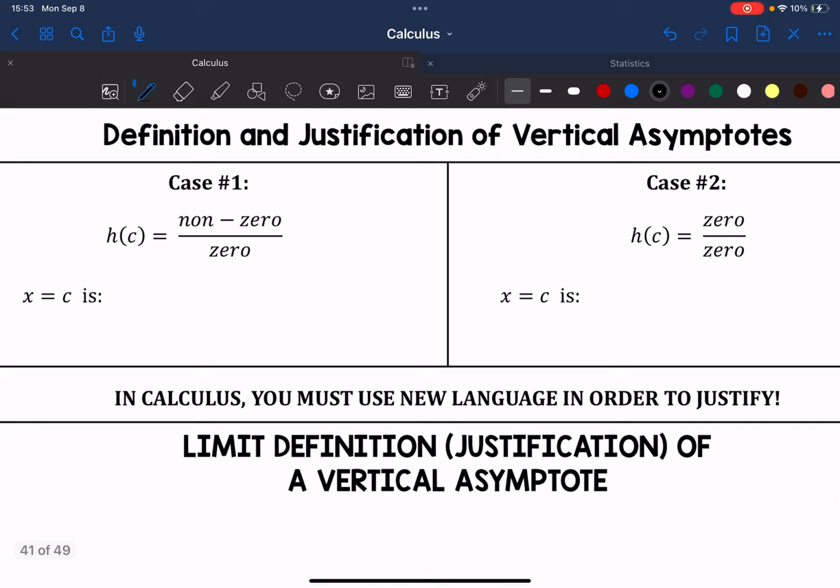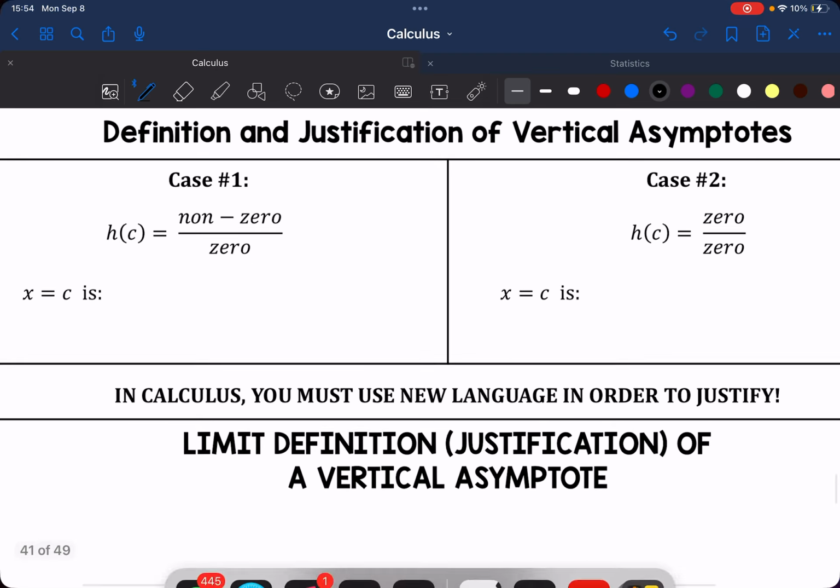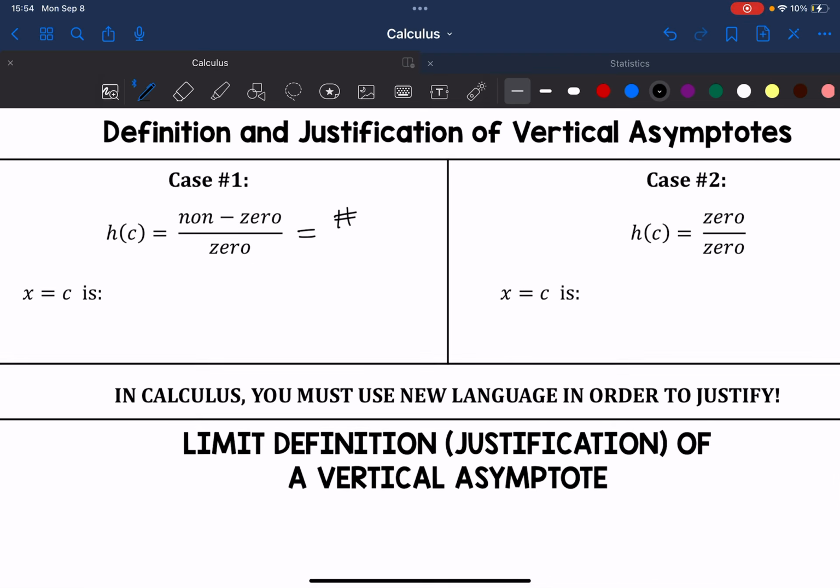Okay, so in pre-calculus, we learned that if we were to plug in a value, let's call it c, so when x is equal to c, into our function, we can end up with two possible cases for a vertical asymptote. We could end up with a number over 0, which tells us vertical asymptote. Or we could get 0 over 0, which tells us, yes, there's a discontinuity, but it's not necessarily a vertical asymptote. Most likely, it's a hole.